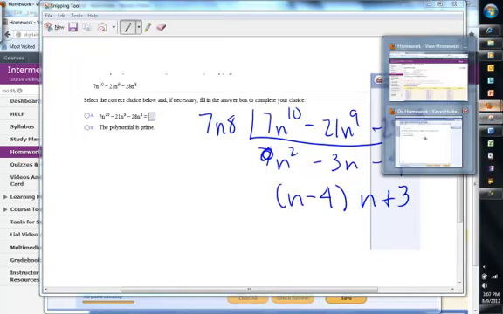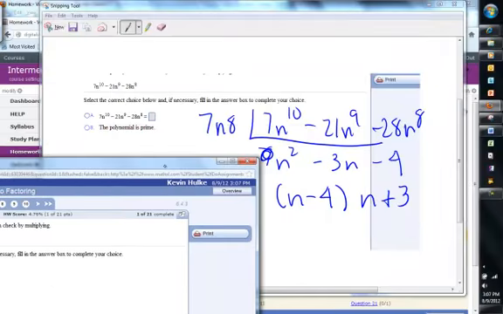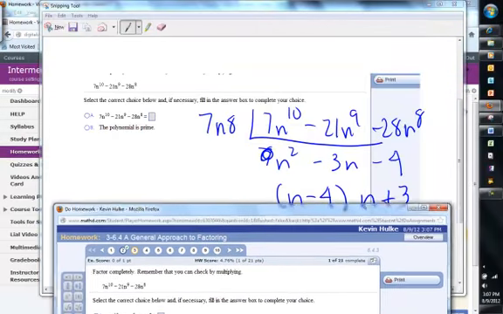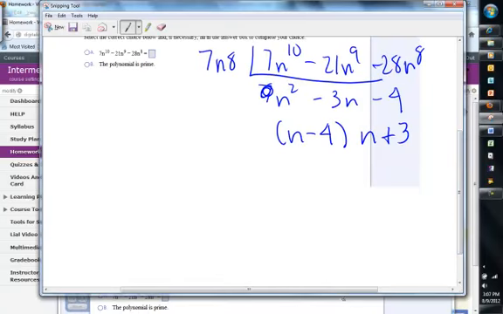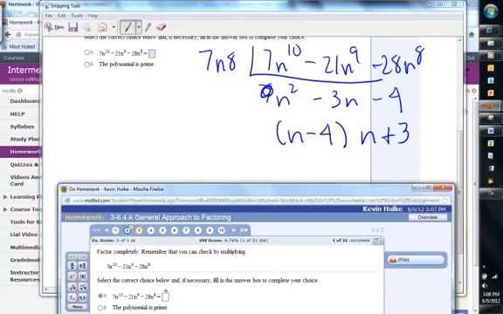So our factored form is 7n to the 8th, parentheses, n minus 4, parentheses, n plus 3. Next one.